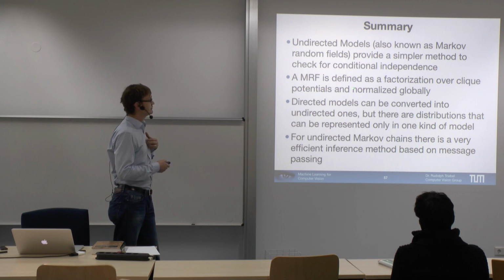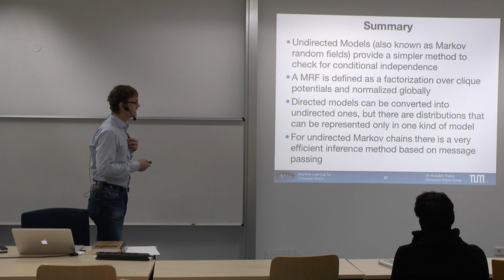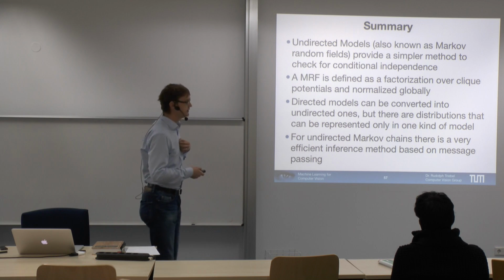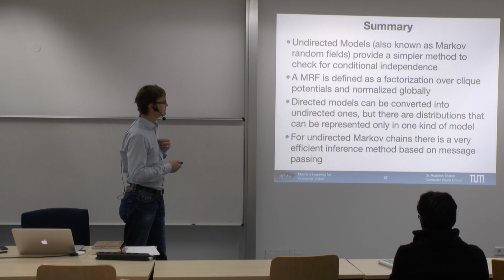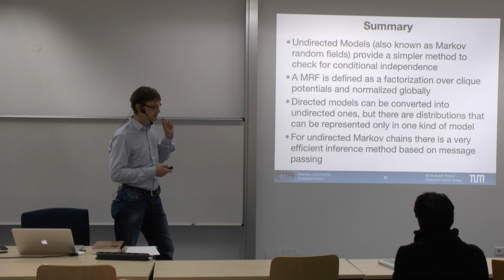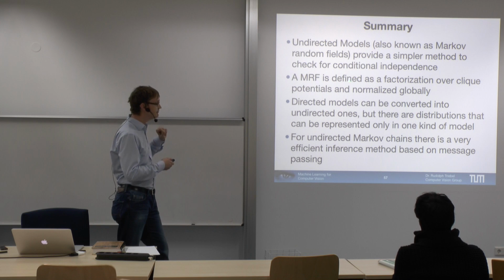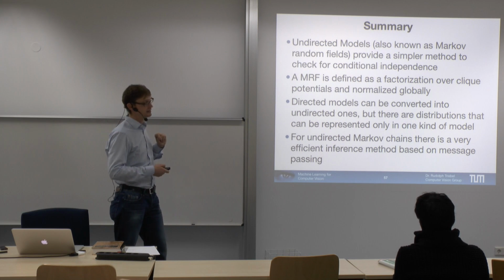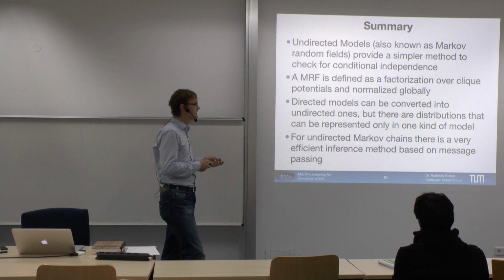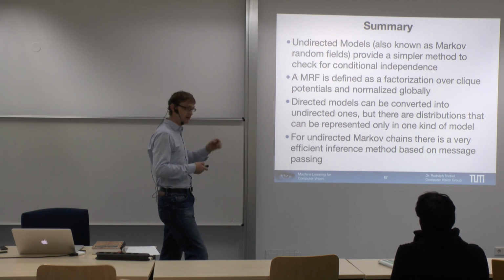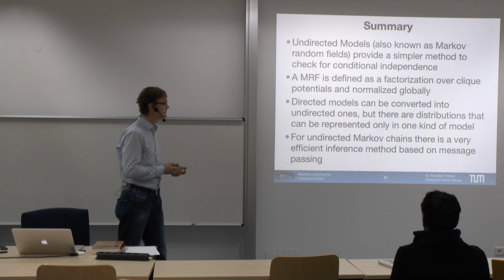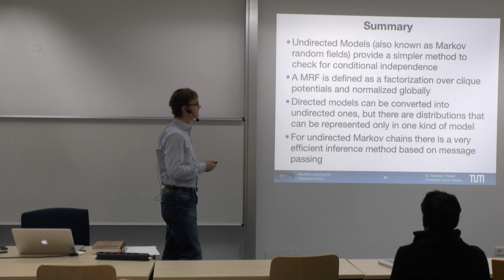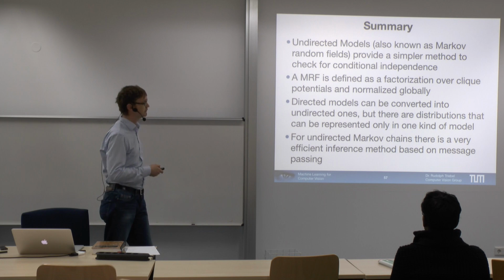An MRF is defined as a factorization over clique potentials, and it is normalized globally, right? So that's another difference from directed to undirected models. The undirected models, they don't have to have proper probabilities, right? They can be functions of cliques that are just positive, because the normalization is done anyhow globally in front of it. So I have to do the normalization, of course, to get a proper distribution, but this normalization can be just done in front, and very often we don't even need it because we do maximization.